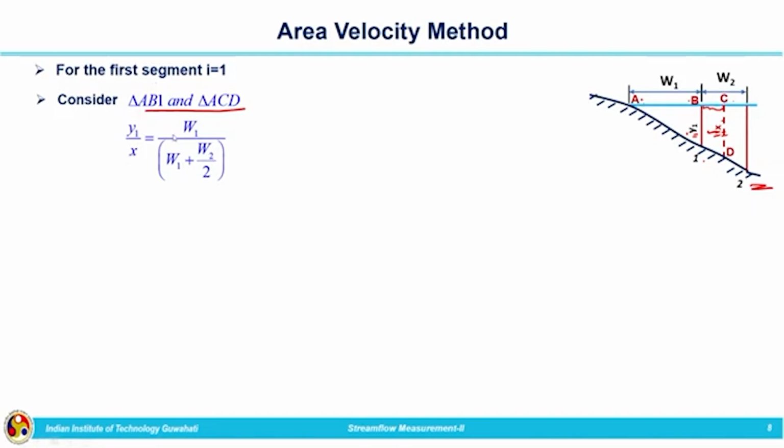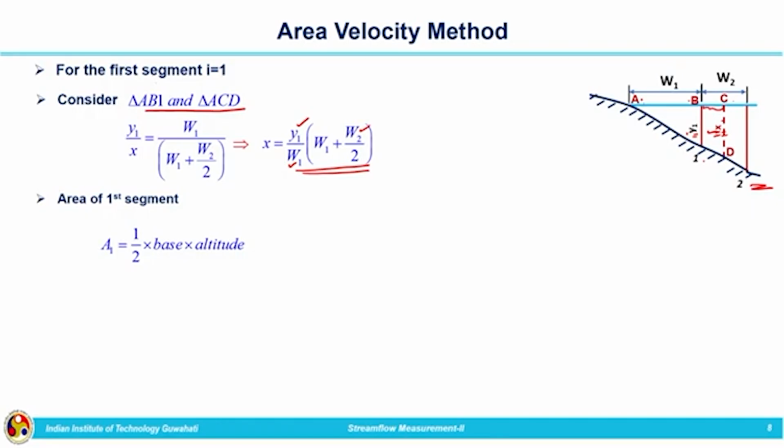That is what is written here: y1 divided by x is equal to W1 divided by (W1 plus W2 by 2). From this we get the value of x as y1 divided by W1 multiplied by (W1 plus W2 by 2). So, the base of the triangle is calculated now. We have already measured the stage y1, and W1 and W2 are also known to us, so you can get the value of x. Once x is known, the area of the first segment can be calculated as the area of the triangle, A1 is equal to half base into altitude.